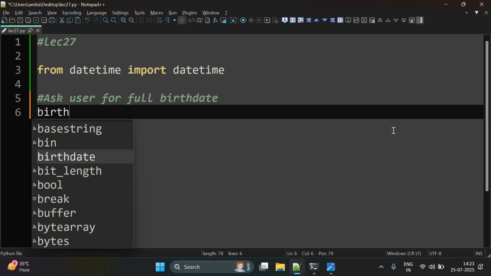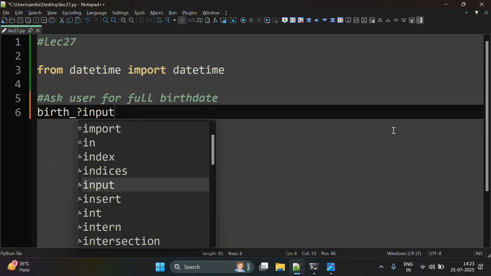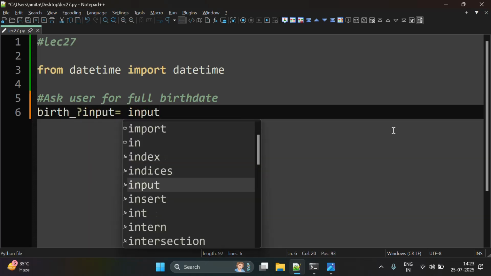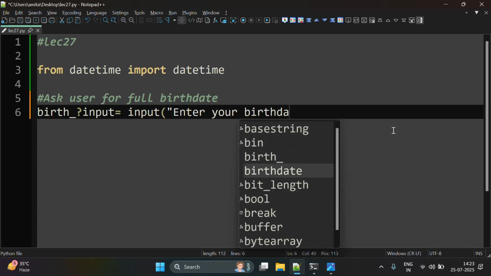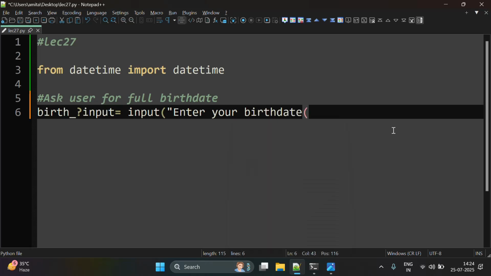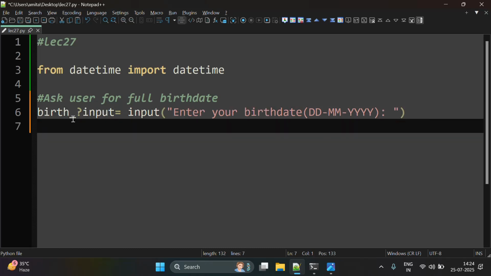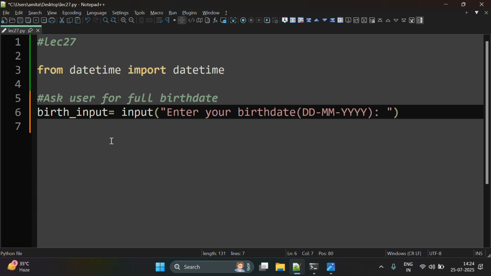So the very first thing is to ask the user for their full birth date. We'll write birth_input equals input, and then "Enter your birth date" and then dd mm yy. So this should be the format in which the user should input his or her birth date. This question mark is not needed.